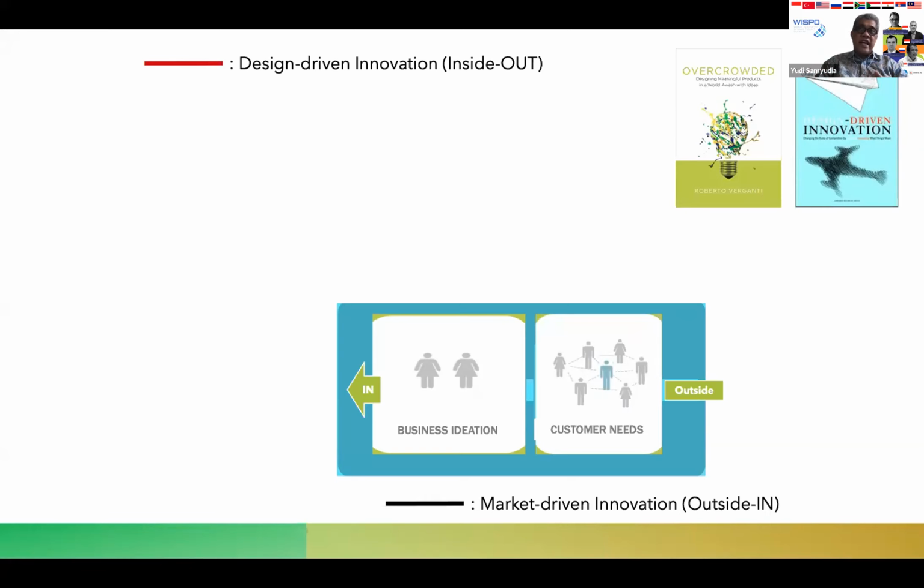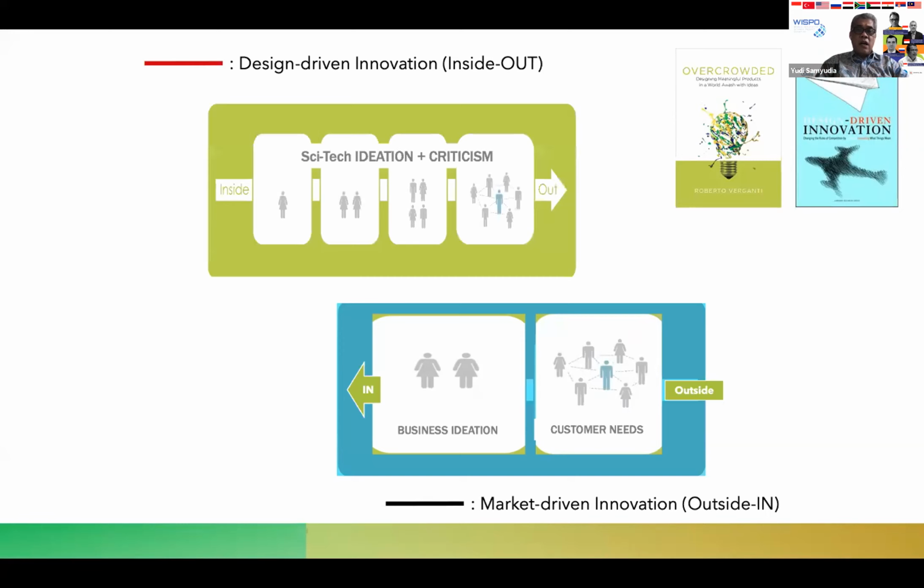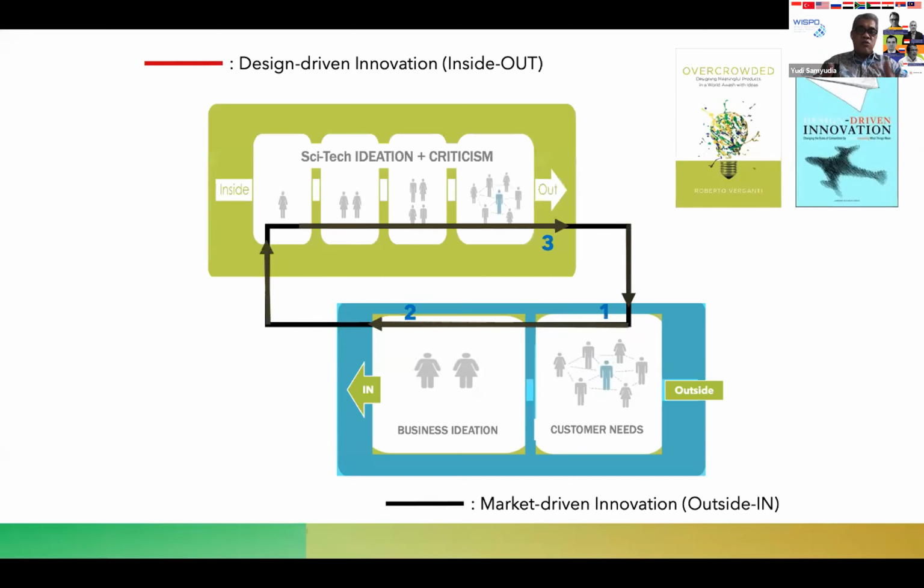After that, they create the business ideation, and then, so the process is 1, 2, 3. If they need the science and technology approach, they can outsource. That's why collaboration is very important. But the most important here is the customer-based approach. So the impact of this innovation, of course, is very limited. That's why we call this the innovation that has incremental change to society.